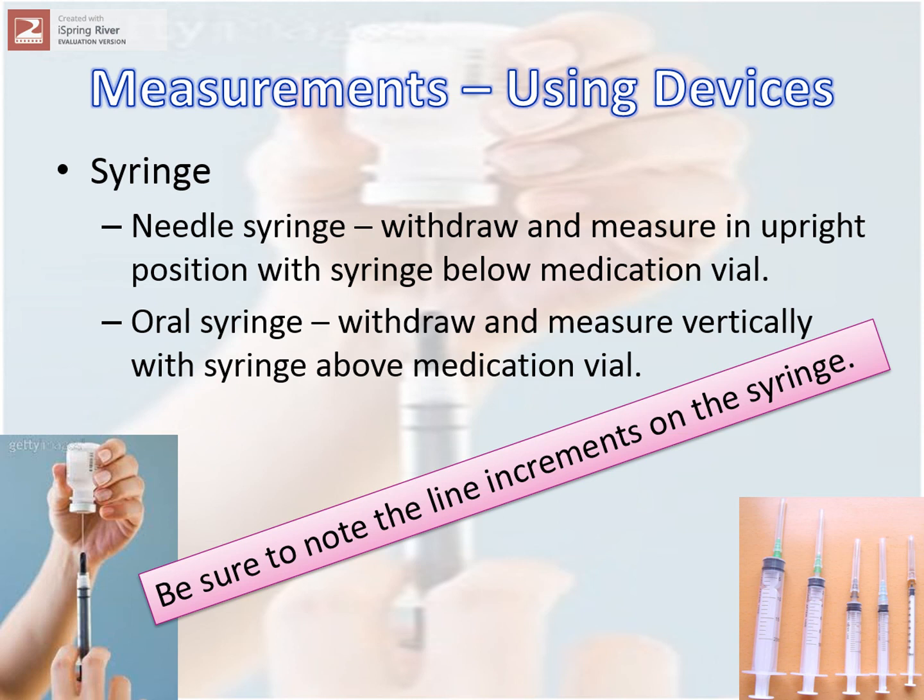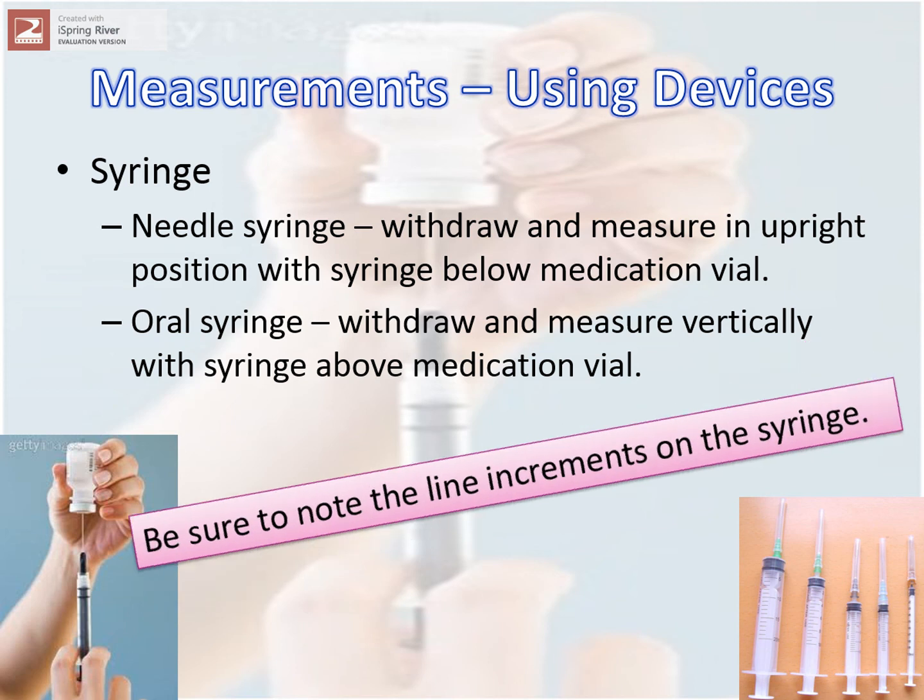The reason is that as you're withdrawing, you should be measuring, and that will enable you to measure appropriately. Be sure to note the line increments on a syringe, because that will tell you how to measure appropriately. Are those line increments tenths of a milliliter? Are they half a milliliter? What is that? So that you can measure most accurately.